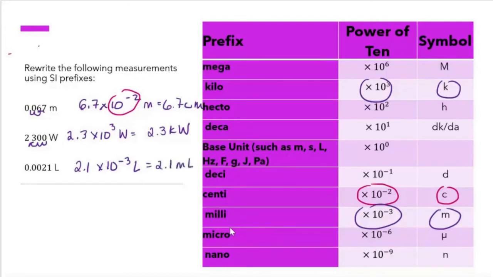In each case here, it's a much nicer number once we've used the metric prefix, 6.7, 2.3, 2.1, as opposed to 0.0021, where we have to be very clear about how many decimal places we have. So that's one of the benefits of using the metric prefix. It also very quickly gives us an idea of the relative order of magnitude.